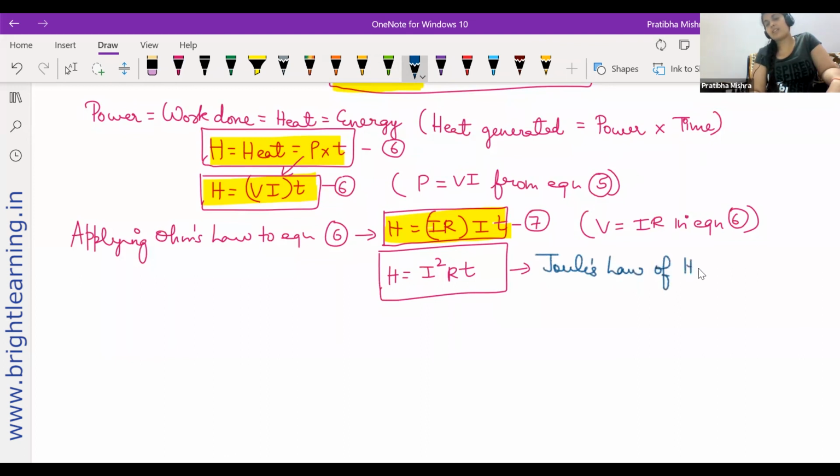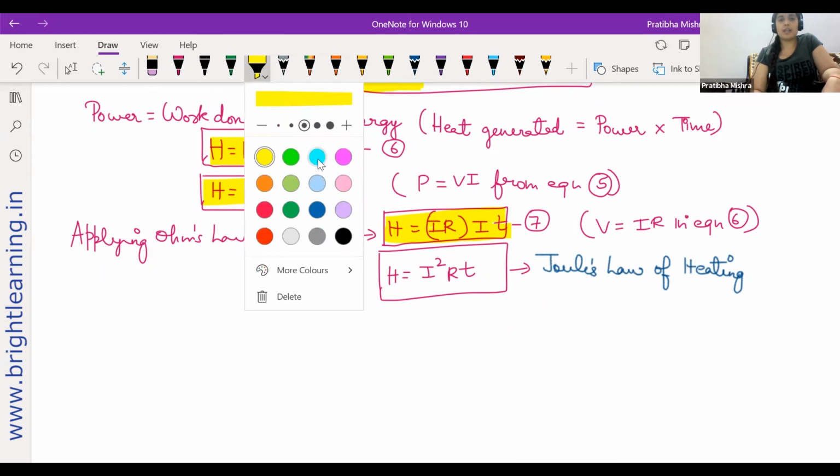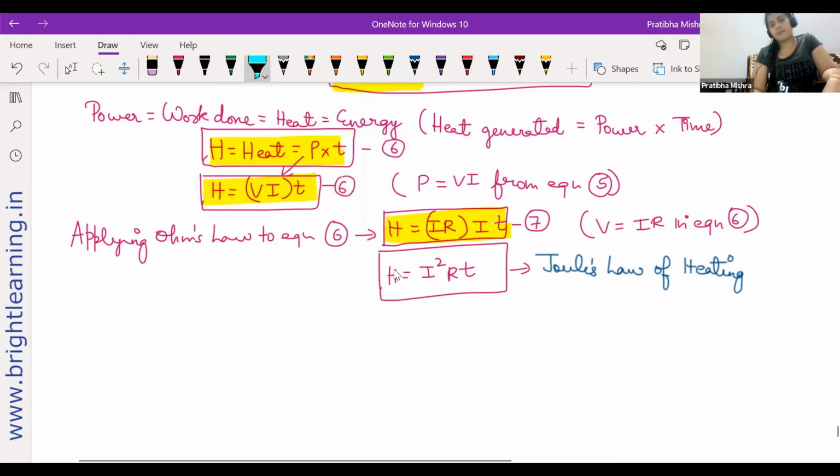What is the SI unit of heat? Joules only, no? That's why it is called Joule's law of heating. Let us highlight this also, okay? Can I use a different color for highlighting? Let me check. I think yellow is the best. I square RT. Okay, done.